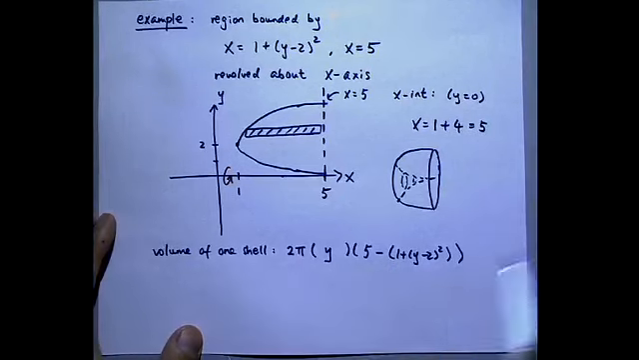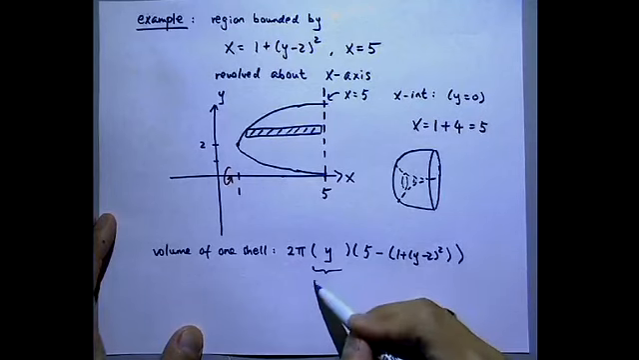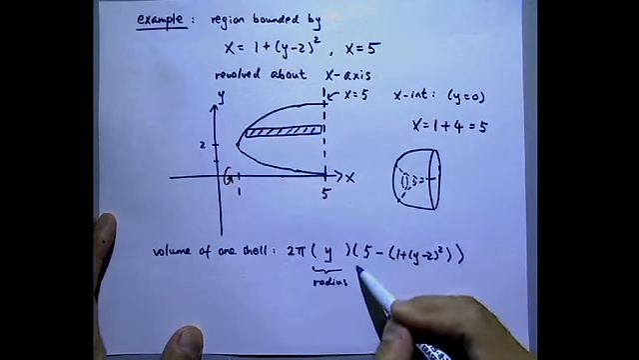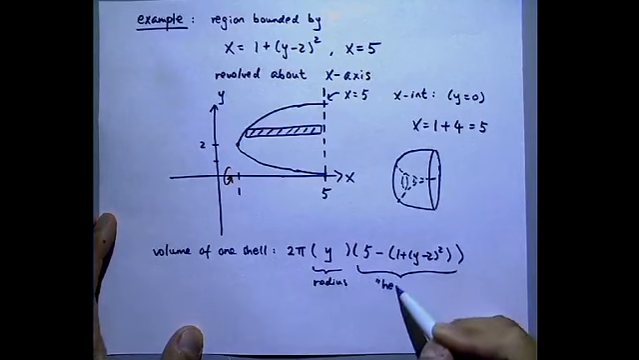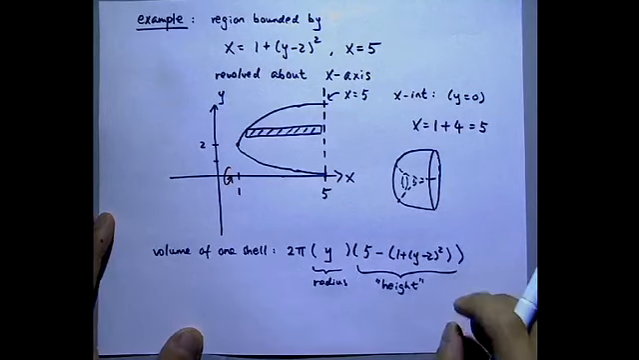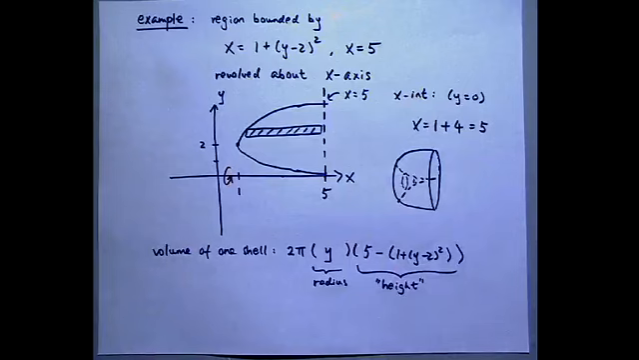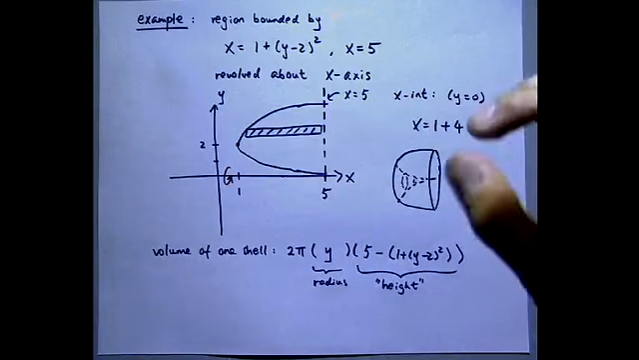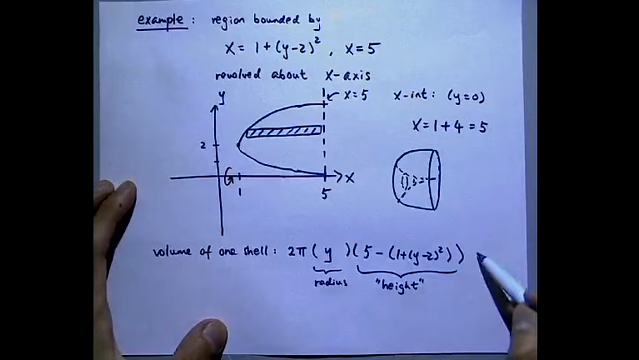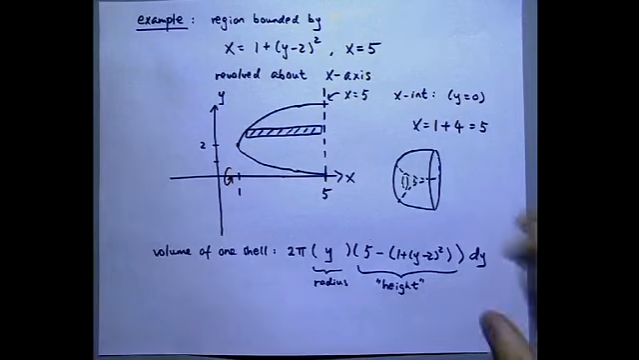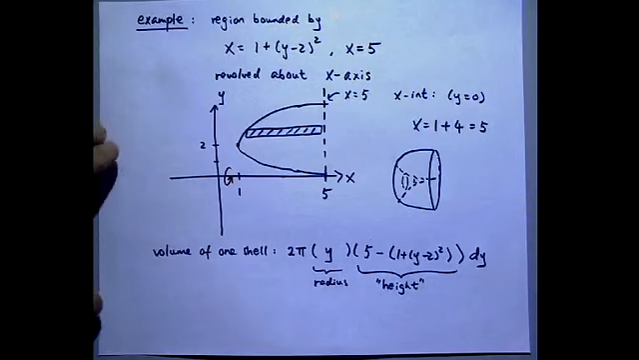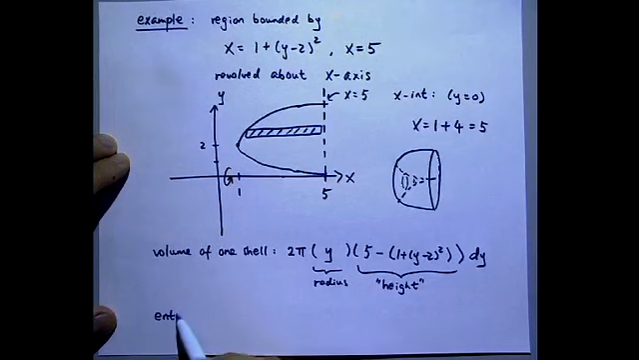Okay, 2 pi radius, height. So let me write these down. And I'll put height in quote because our rectangle is lying on its side. Thickness, dy, excellent. Okay, entire thing. Now we integrate.